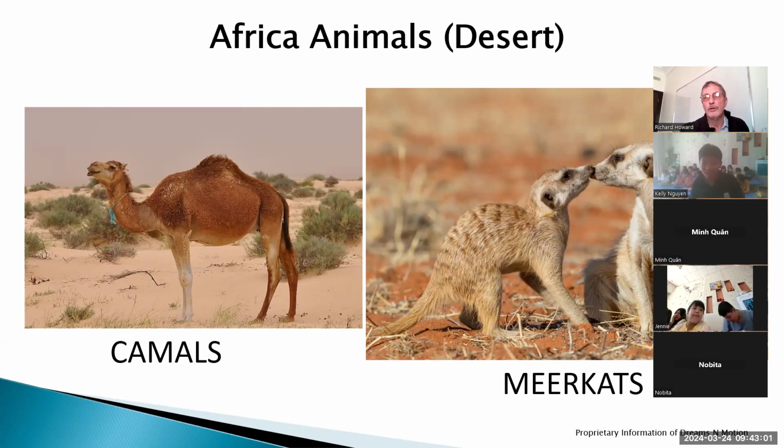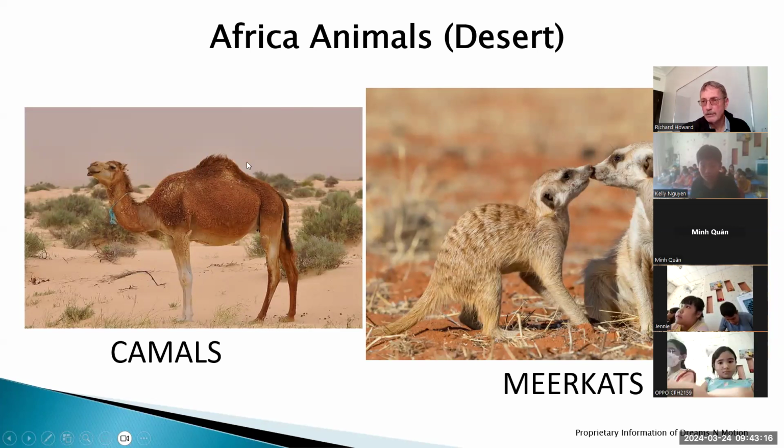Exactly. You see this bump on the back of the camel? This is where they store the water. So they can go for a long time without drinking water because they store water in the back here. This one has one hump, but some of them have two, depending upon the type of camel. Good job.